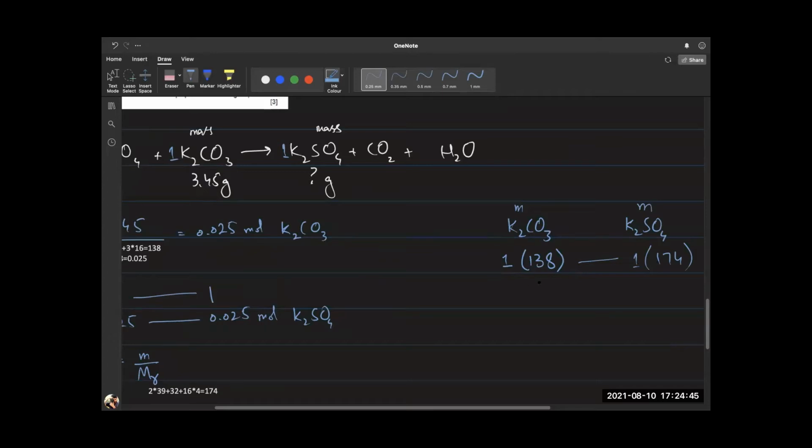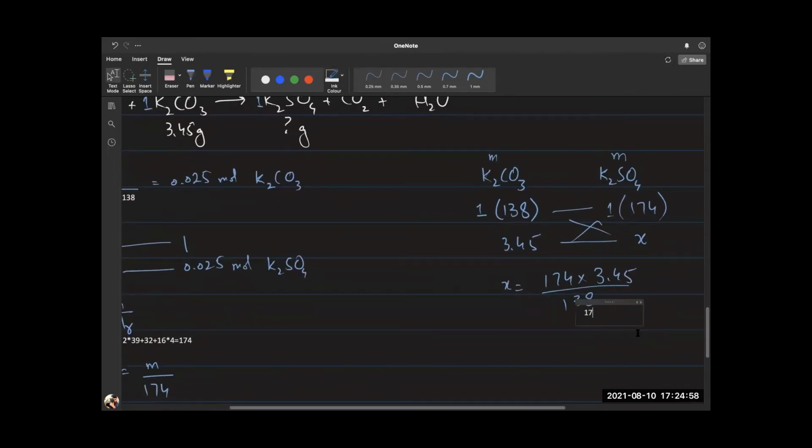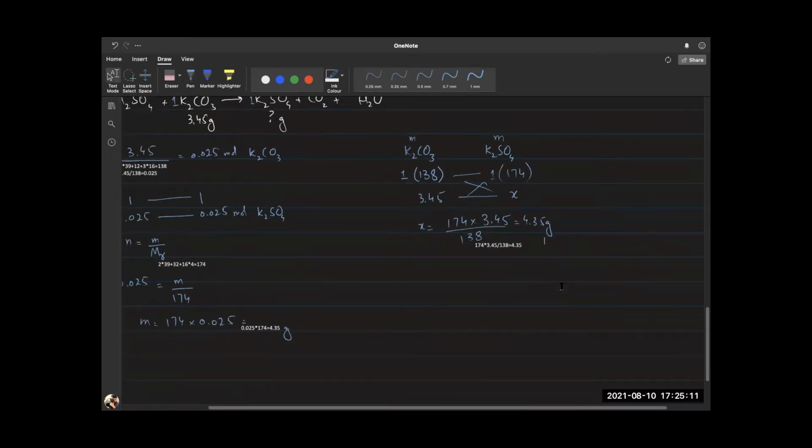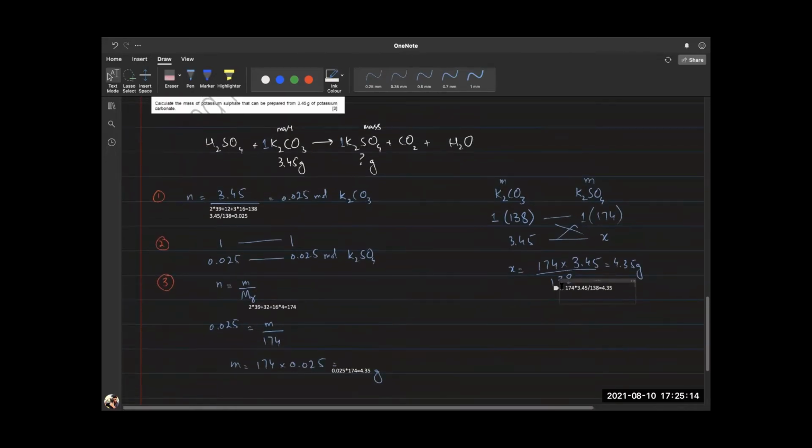Okay. All right. So I have 3.45. So I will make that X. So X comes out to be 174 times 3.45 divided by 138. So if you solve that, there you go, that is 4.35 grams. So you see, one method is this, another method is that. Both of them require us to calculate the standard values, the MR, and then you can easily figure out whatever you need. All right. So pretty standard.